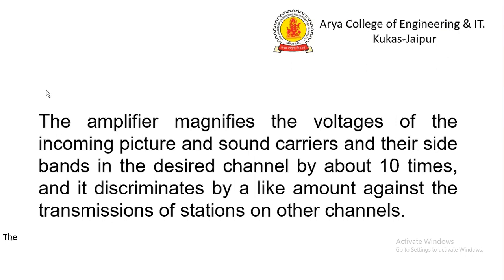So basically the amplifier magnifies the voltage of the incoming picture and sound carrier and their sidebands in the desired channel by about 10 times, and it discriminates by a like amount against the transmission of a station on other channels.